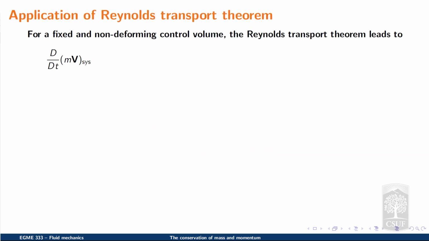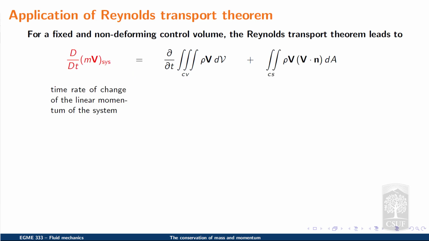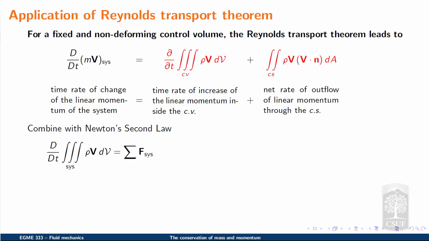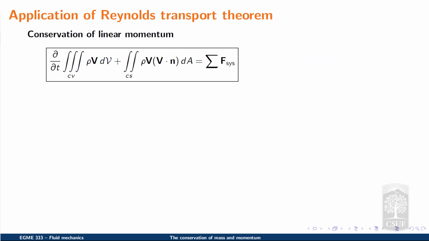for that change. So if we consider a fixed non-uniform control volume, we can utilize the Reynolds transport theorem to expand out the rate of change of momentum of a system into the following two integrals, where again we have a control volume integral plus a control surface integral, where the first term represents the time rate of change of linear momentum of the system. This is equal to the time rate of increase of linear momentum inside the control volume plus the net outflow of linear momentum through the control surface. If we combine this with Newton's second law, then we obtain an integral form of the conservation of linear momentum.